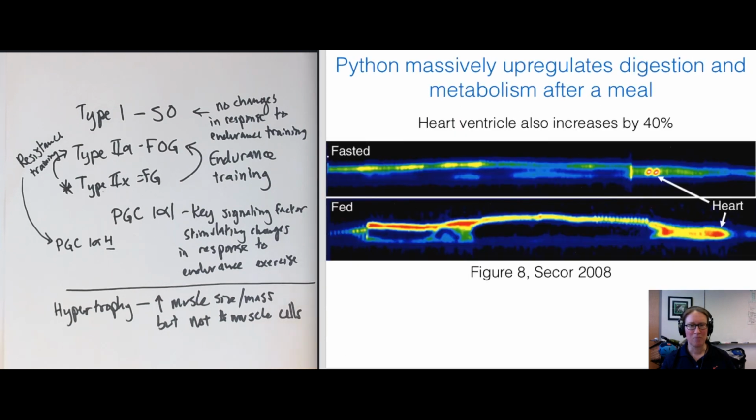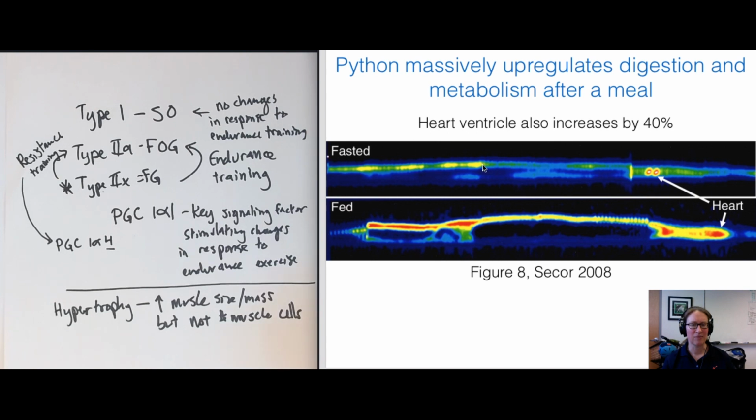Well, to make that happen, a python also has to increase its heart volume and its circulatory function, right, to deliver enough oxygen to tissues to produce those enzymes to break down that meal. So while a Burmese python is digesting, its heart ventricle will increase by 40%. So that's a massive amount of hypertrophy, right?